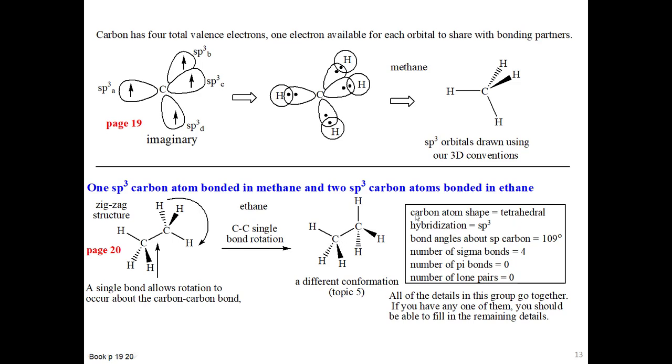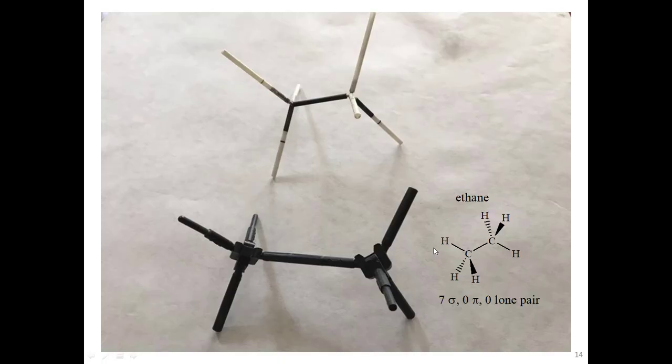So this is a package deal over here. Carbon shape will be tetrahedral, but remember nitrogen, oxygen, fluorine. Hybridization will be sp3. Bond angles are 109. In freshman chemistry, you might have learned like 109.5, but really they vary a little bit. Number of sigma bonds is 4, no pi bonds. Since it's carbon, no lone pairs. So these all go together. You should be able to write from one of them, you should be able to write all of them.